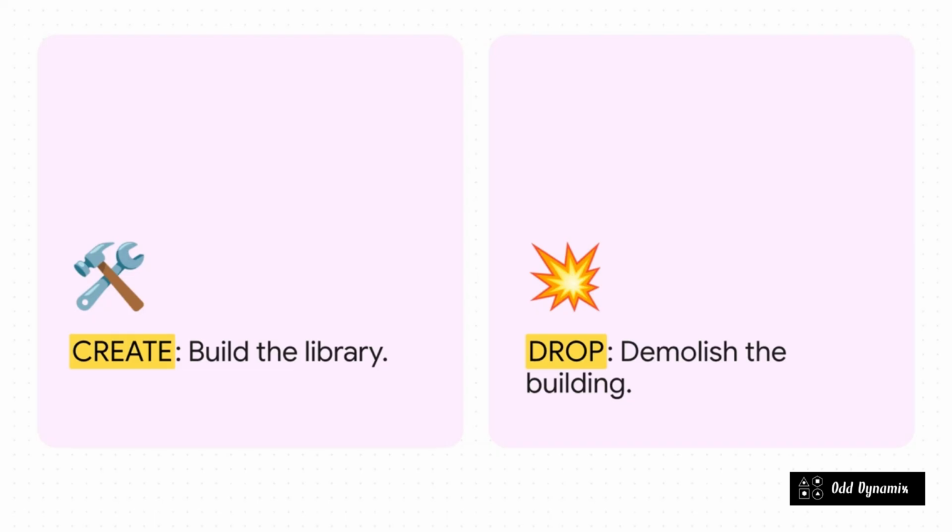Now, as the architect, you have some incredibly powerful and simple tools. The create command, that's your construction crew. It builds the whole library, the whole database, right from the ground up. But on the flip side, you've got the drop command. And that, well, that's the demolition crew. It completely and permanently tears the whole thing down. So yeah, you've got to be careful with that one.